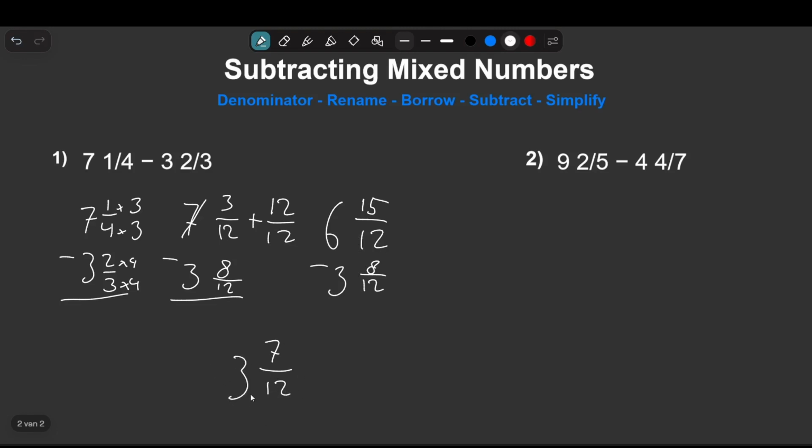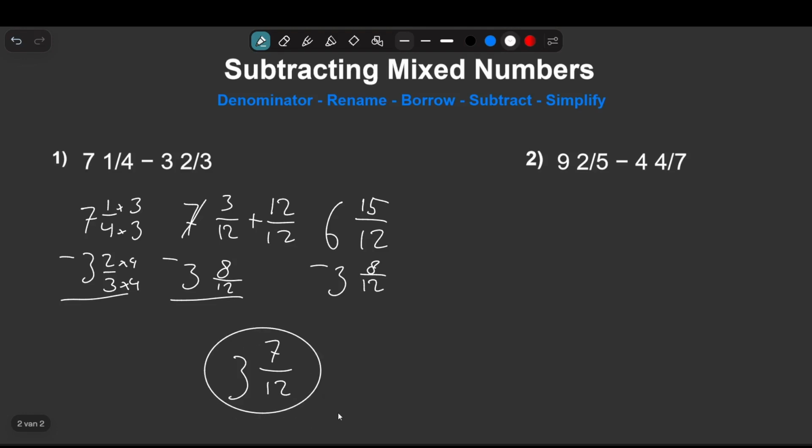So now we got our final answer. And of course, always look to simplify, but in this case, we can't simplify because it's already in its simplest form. So this will be our final answer of the first problem.